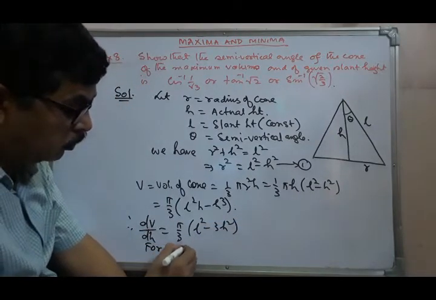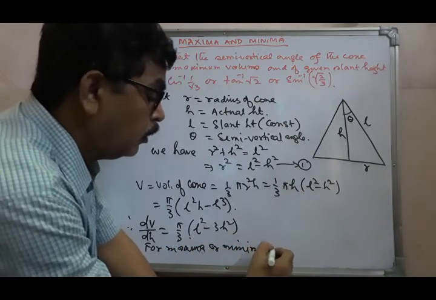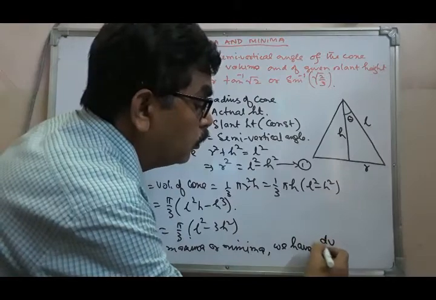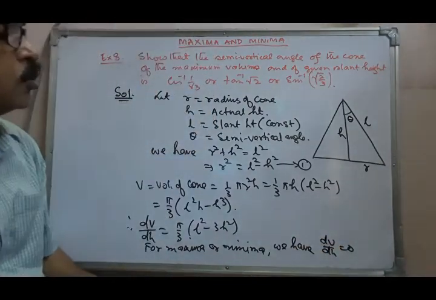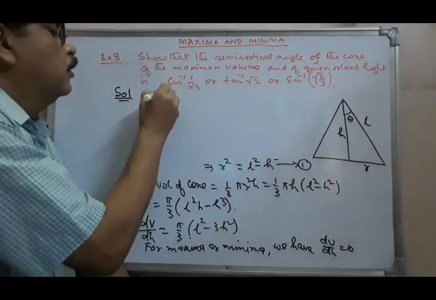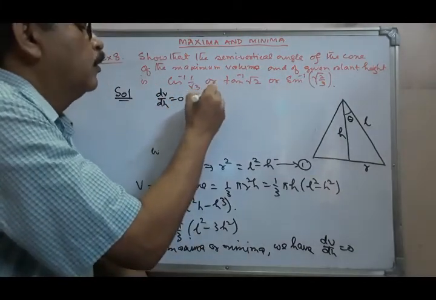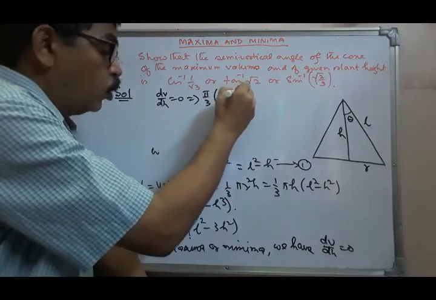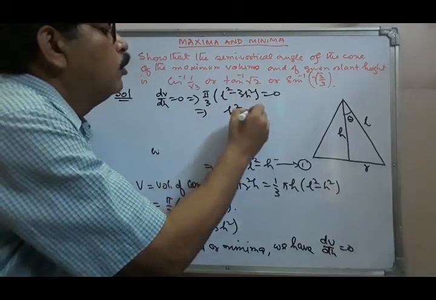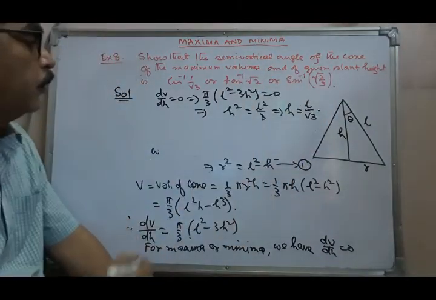For maxima or minima, we have dV by dh equal to 0. So dV by dh equal to 0 means pi by 3 into (L square minus 3h square) equal to 0. So that is h square equal to L square by 3. It means h equal to L by root 3.